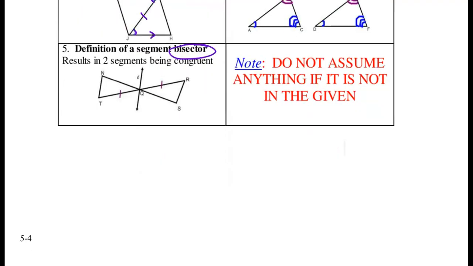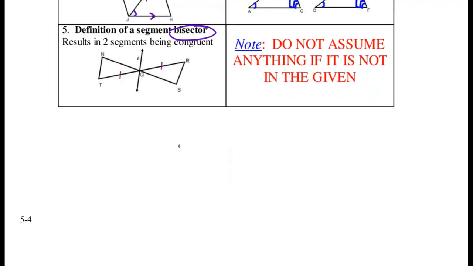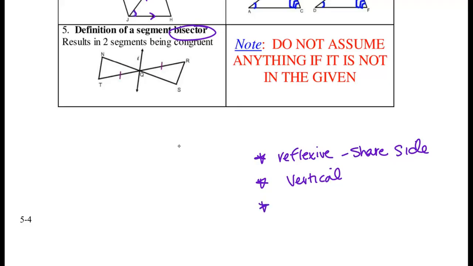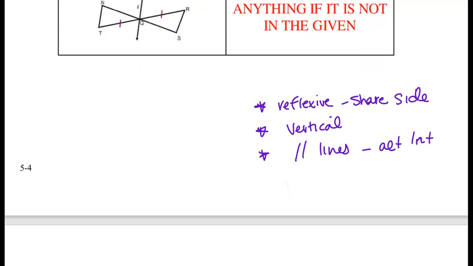So the only things we're looking for, which we're going to see a lot of, is going to be that reflexive when they share a side, sometimes an angle, but reflexive is probably the number one most used. And then we're going to be looking for vertical, and then we're going to be looking for those parallel lines to mark the alternate interior. Those are your main three that we want to look for.